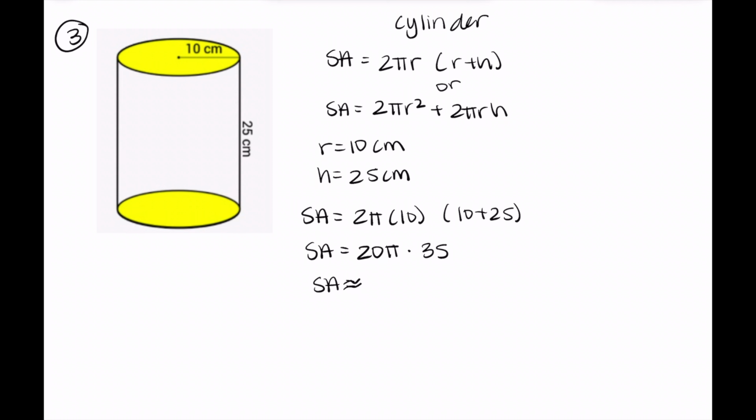When I approximate pi to being 3.14, the answer you would get here is 2,198. Our units are centimeters, so our answer would be 2,198 centimeters squared. And that wraps up our video for today.